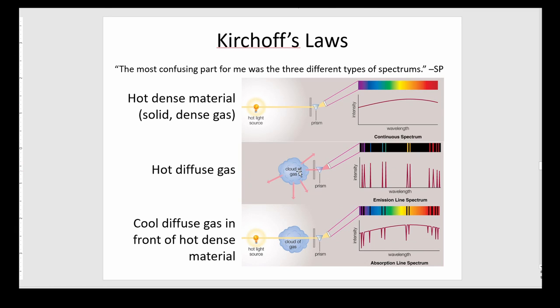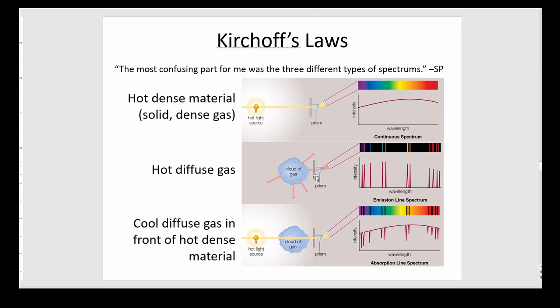Now let's say instead of this hot light source, we have a hot diffuse gas. And what we see in this case for hot diffuse gas is few lines, not all colors, just few of them. And if we use intensity plot, we see something like this: nothing, sudden change, high intensity, nothing, high intensity, nothing, high intensity, and so on. So it looks like there is nothing, and suddenly we have emission of one specific color or one specific light. This is emission spectrum.